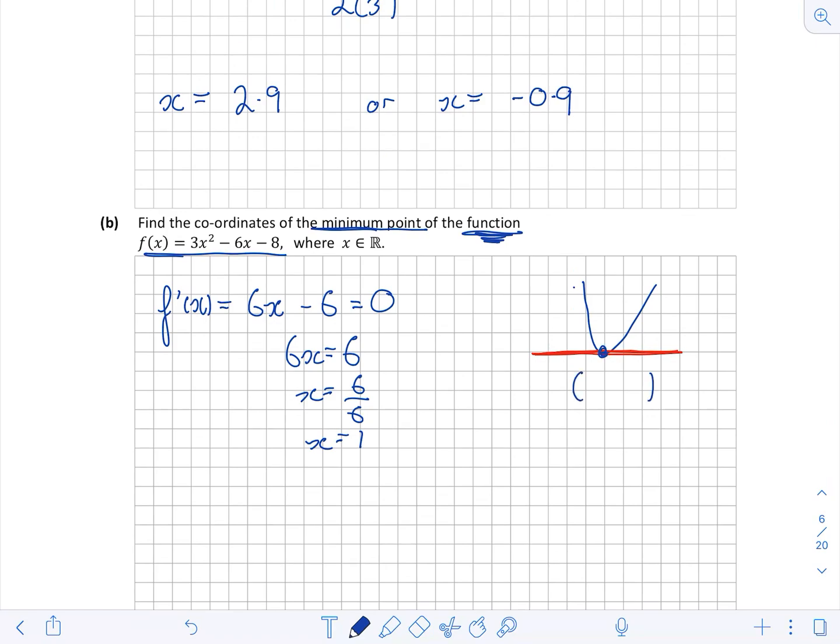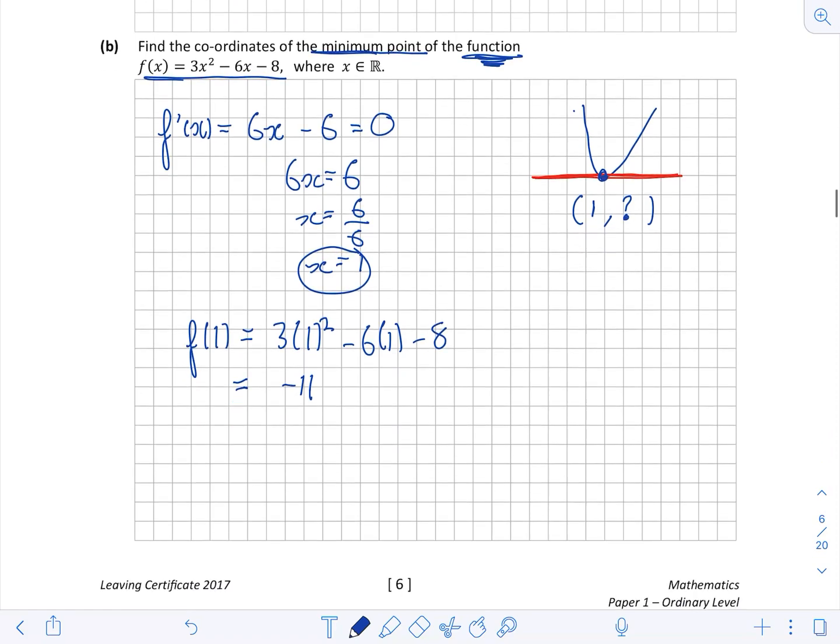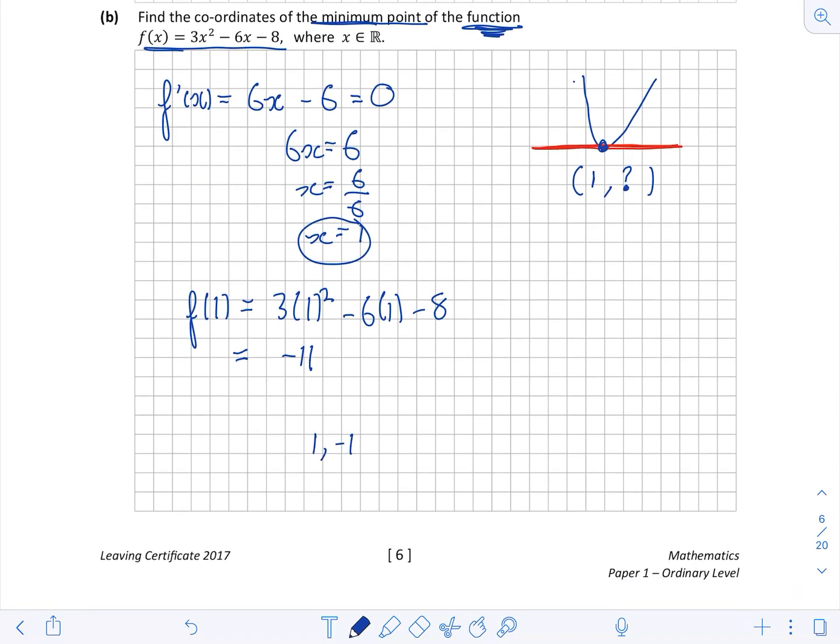We have to find out what the y value is. To find the y value, we plug this back into the original function. So f of 1 is equal to 3 times 1 squared minus 6 times 1 minus 8, and that's going to give us 3 minus 6 is minus 3, minus 8, which is minus 11. So the minimum point is 1 comma minus 11. Let me just check that. 3 times 1 squared minus 6 times 1 minus 8 is equal to minus 11.